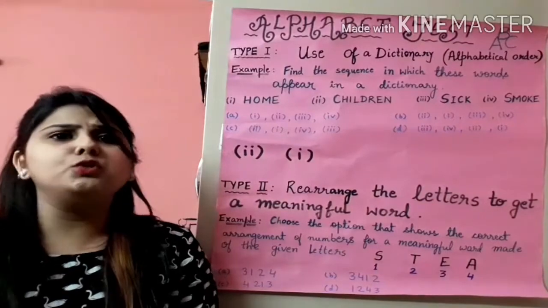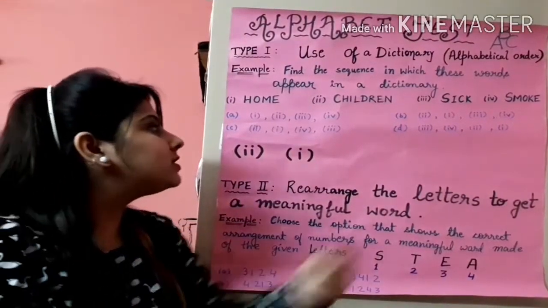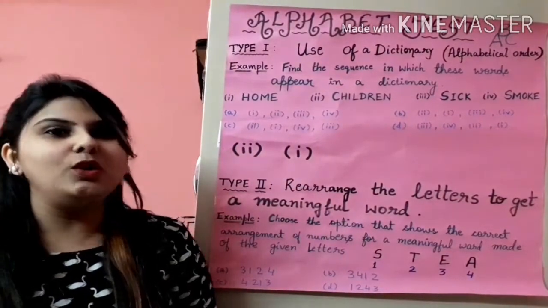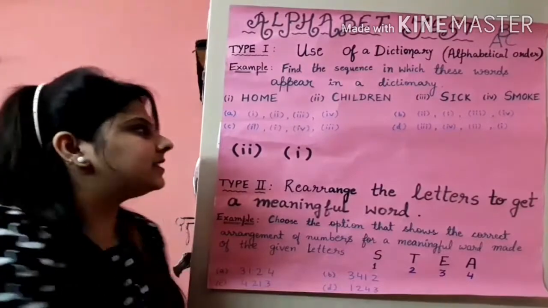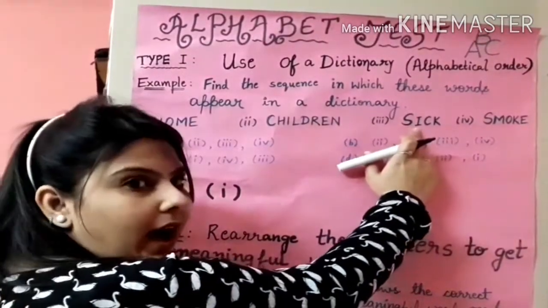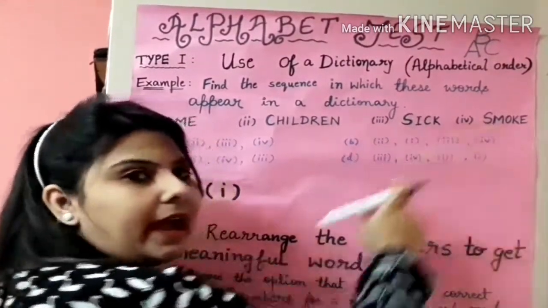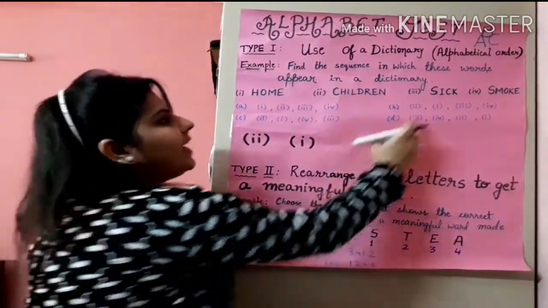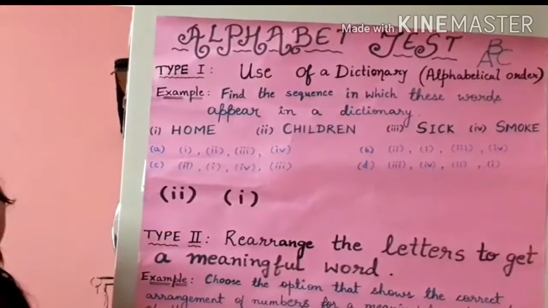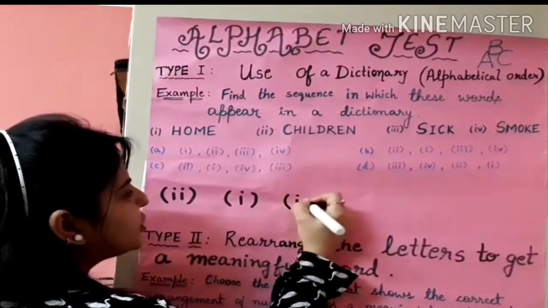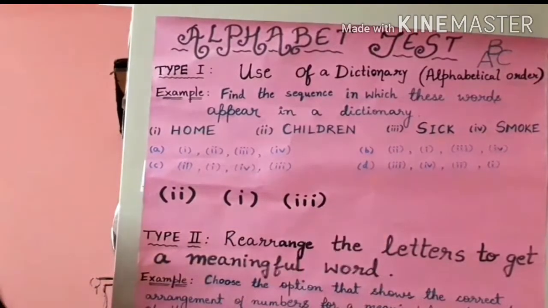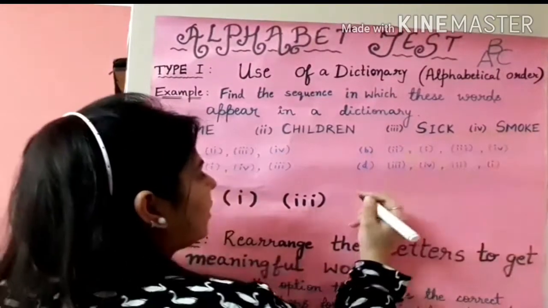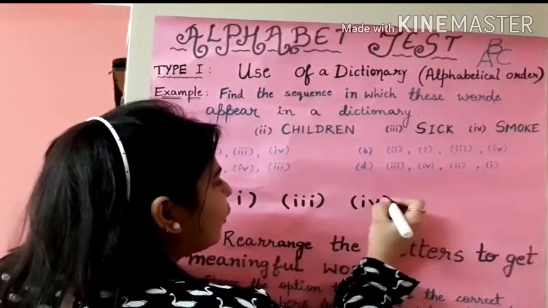Now we fall into trouble. Why? Because both the words are starting with the letter S. So now what should we do? We should move to the second letter. The second letter here is I, and here the second letter is M. Now does I come first or M come first? Obviously I comes first. So what would be the correct option here? Option number 3. Then the last one is smoke, so it is number 4.